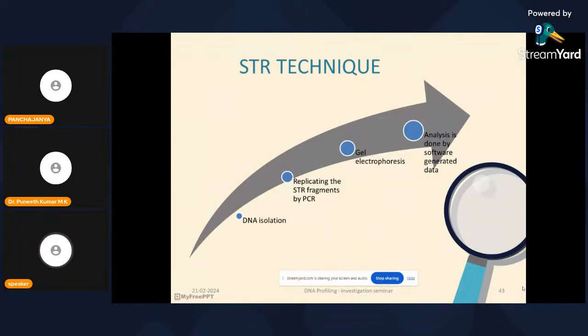Next is the STR technique. In the STR technique, DNA isolation is done, then the STR fragments are replicated by the polymerase chain reaction, then it is subjected to electrophoresis, then analysis is done by software-generated data. The analysis is done using a system or software where the data has already been stored or fed in that software. Based on that data, identification is done.